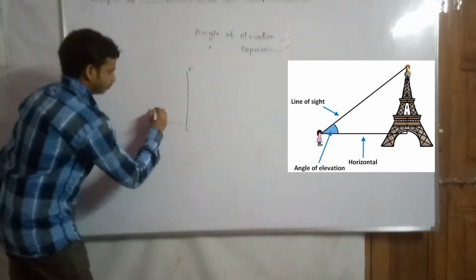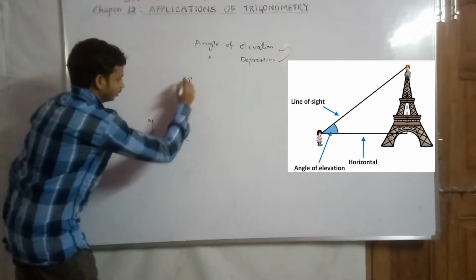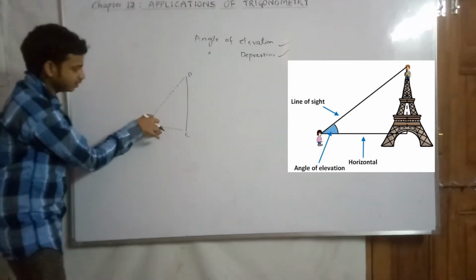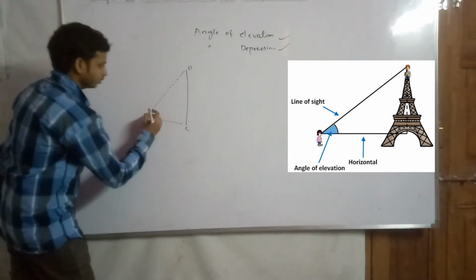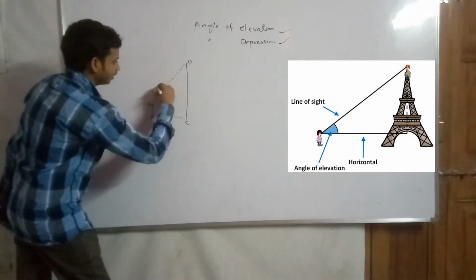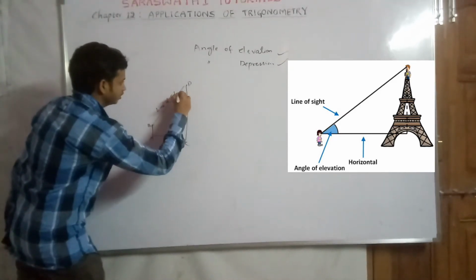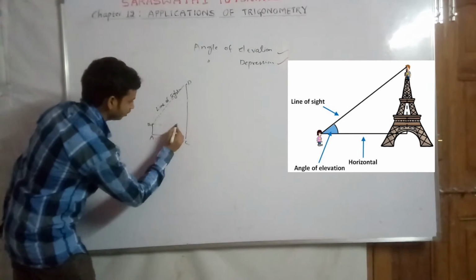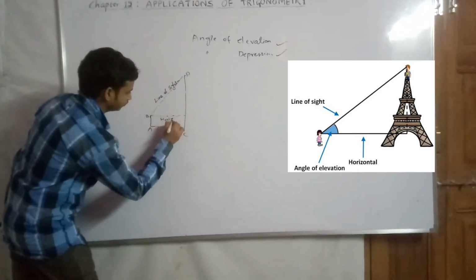Let a person be watching the top of the tower. The line drawn from the eye of the observer, here AB, the person, is considered as the observer, as he observes the top of the tower. The line drawn from the eye of the observer to the point viewed is known as line of sight. And the line drawn parallel to the earth is known as horizontal line.